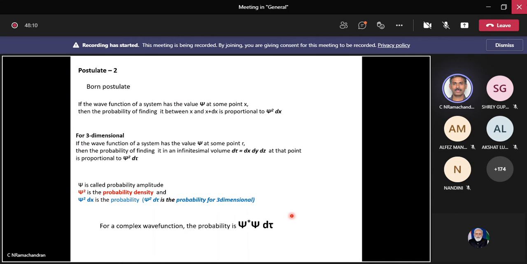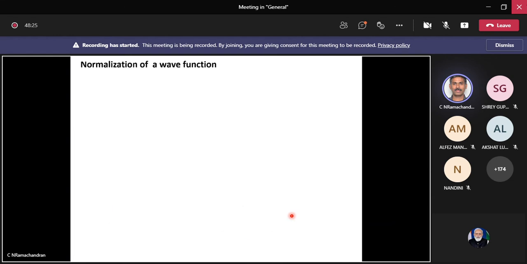If it is a real wave function, no problem. Otherwise, we have to take the complex conjugate of that. So although psi has no meaning, its square is very important. That is about the second postulate. That I already told you, because probability cannot be negative. Now, this is a mathematical technique.